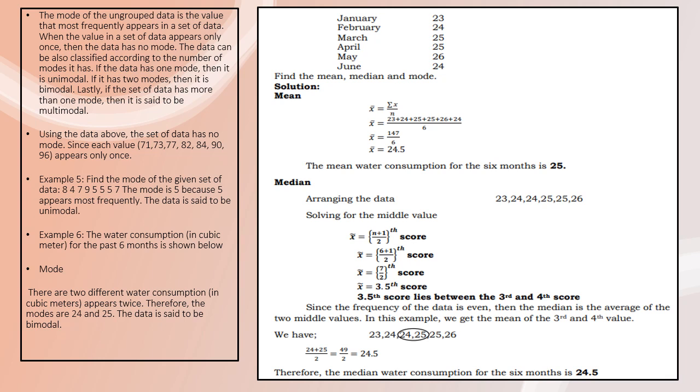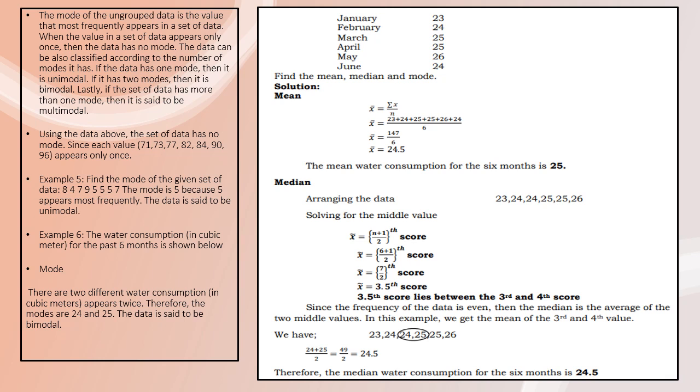There are two different water consumptions, in cubic meters, that appear twice, therefore the modes are 24 and 25. The data is said to be bimodal. So here is the solution: find the mean, median, and mode.